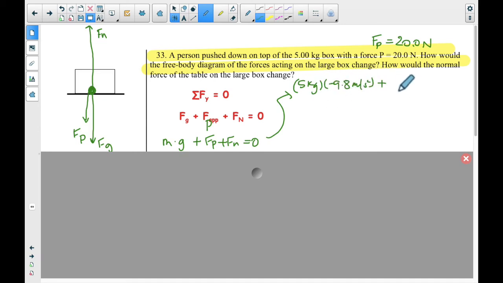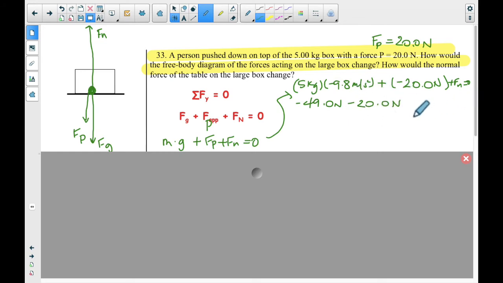Then we also have the force of the push going downward, so I'm going to call that a negative 20 newtons because it is acting downwards. I need to add that to my normal force, and I'm running out of space, and set that equal to 0. Okay, so when I multiply this, I do get negative 49 newtons. This again is still my negative 20 because it's acting in the downward direction.